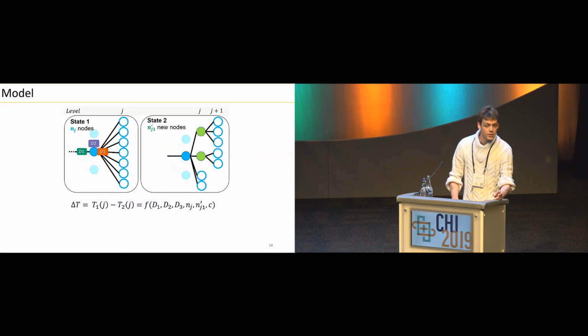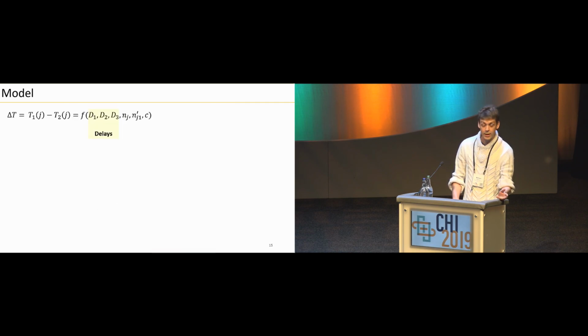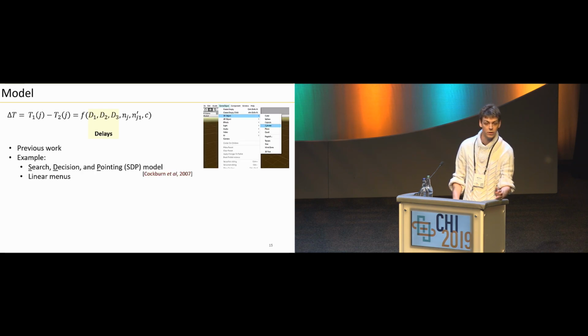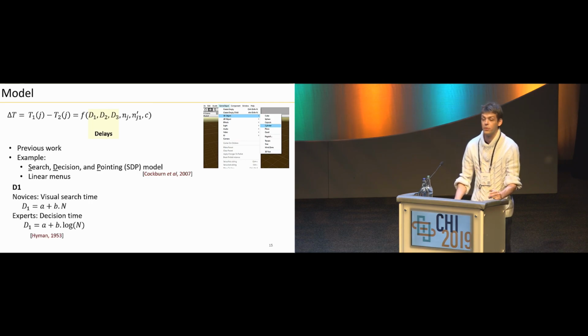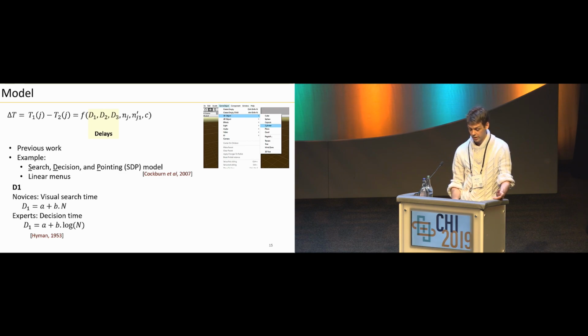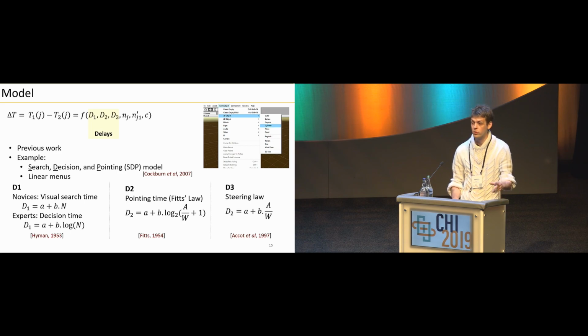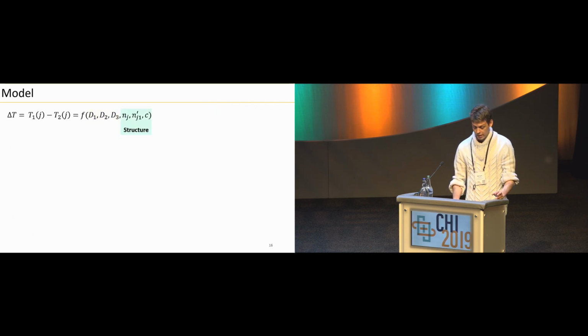So our model depends on 6 parameters: 3 delays and 3 hierarchy structure parameters. And delays can be determined via previous work. I will give the example of the search, decision and pointing model with linear layouts. D1 is the visual search time for novices, the decision time for experts. D2 is a well-known pointing time given by Fitts' law, and D3 corresponds to the steering time to move the cursor to the next level. So now we can simply focus on the structure parameters.